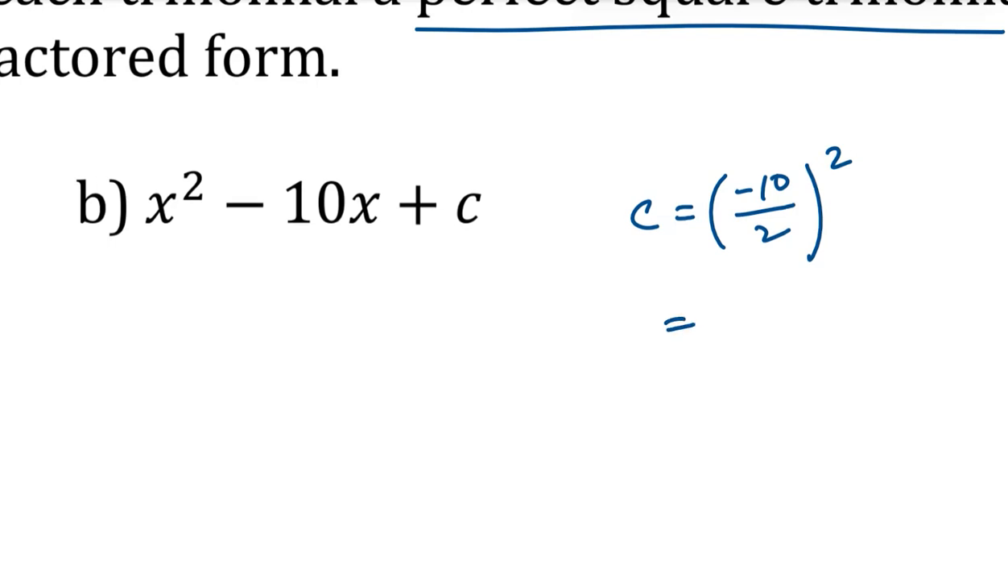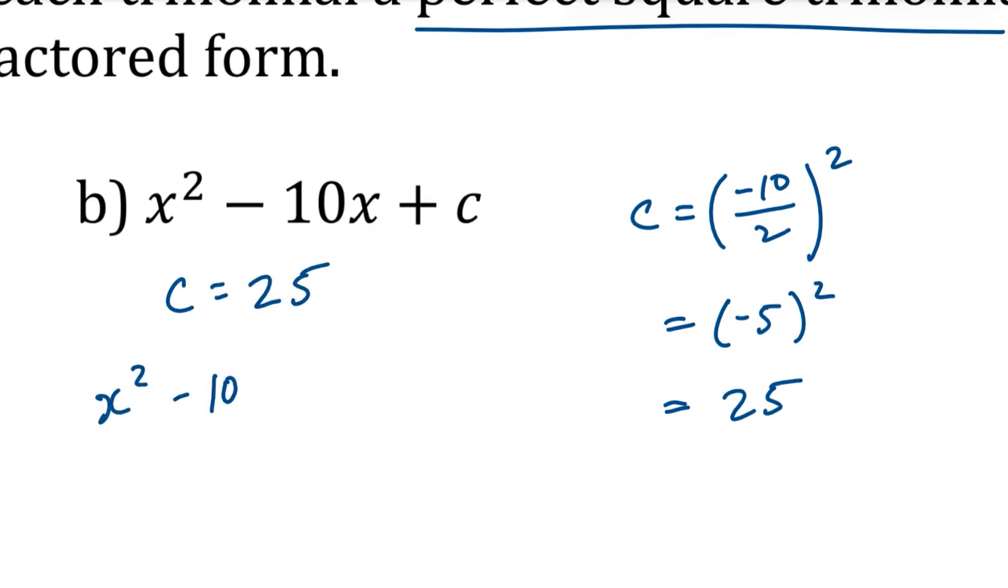What's negative 10 divided by 2? Negative 5. What's negative 5 squared? Positive 25. So my C is 25. Plus 25. By the way, it's always plus, because when you square it, it'll always be positive.